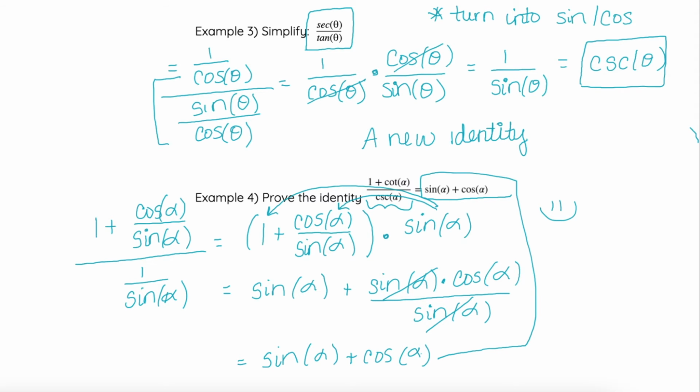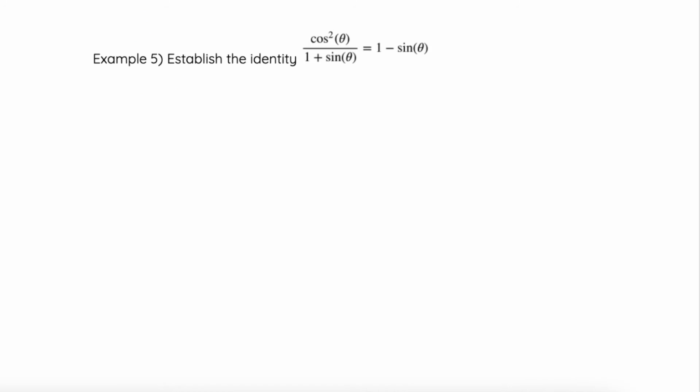All right, example 5 on page 4. Here we're going to establish an identity. Establishing an identity is the exact same thing as proving the left equals the right, just in different verbiage. I notice here on my numerator that I have cosine squared, and in my denominator I have 1 plus sine. So everything right now is already in sines and cosines.